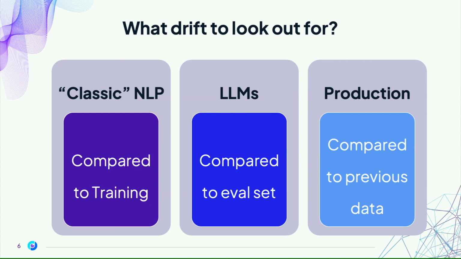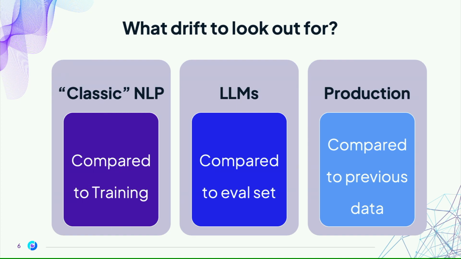So if your production data drifted significantly compared to that evaluation set, there's ground to assume that your LLM may not be doing as well on this new data, or at least you need to recollect your evaluation set, reannotate it, and make sure you're doing well. In both cases, though, you'll want to also monitor for drift in production.